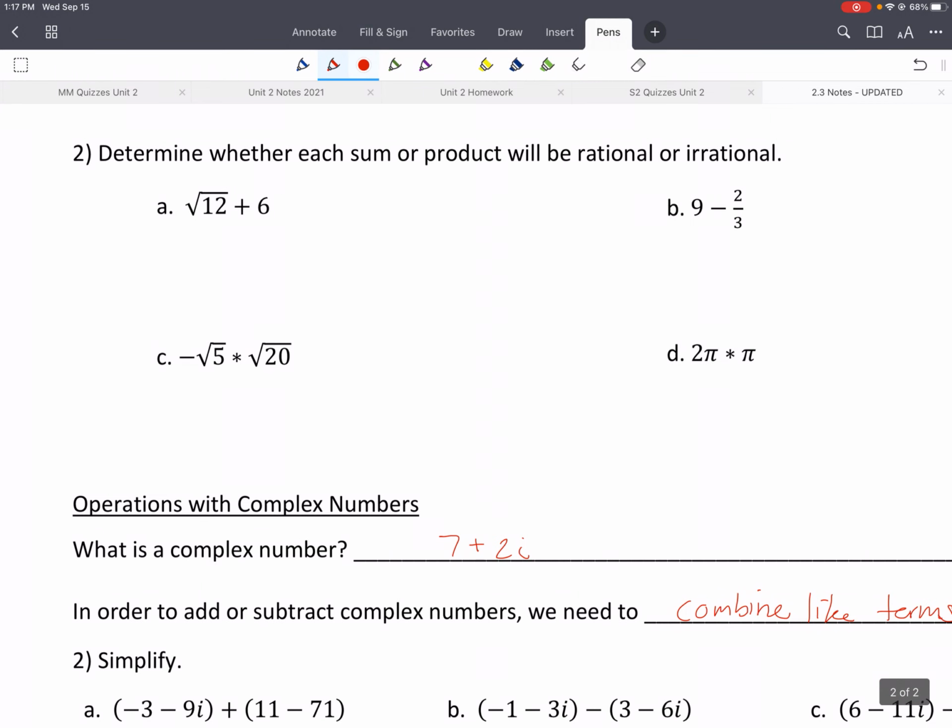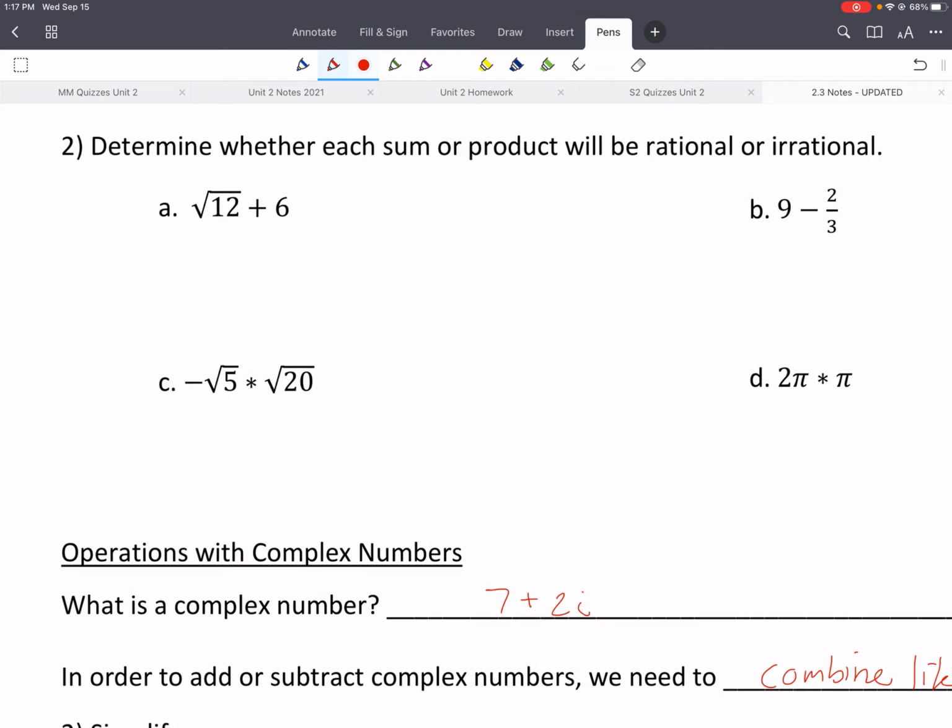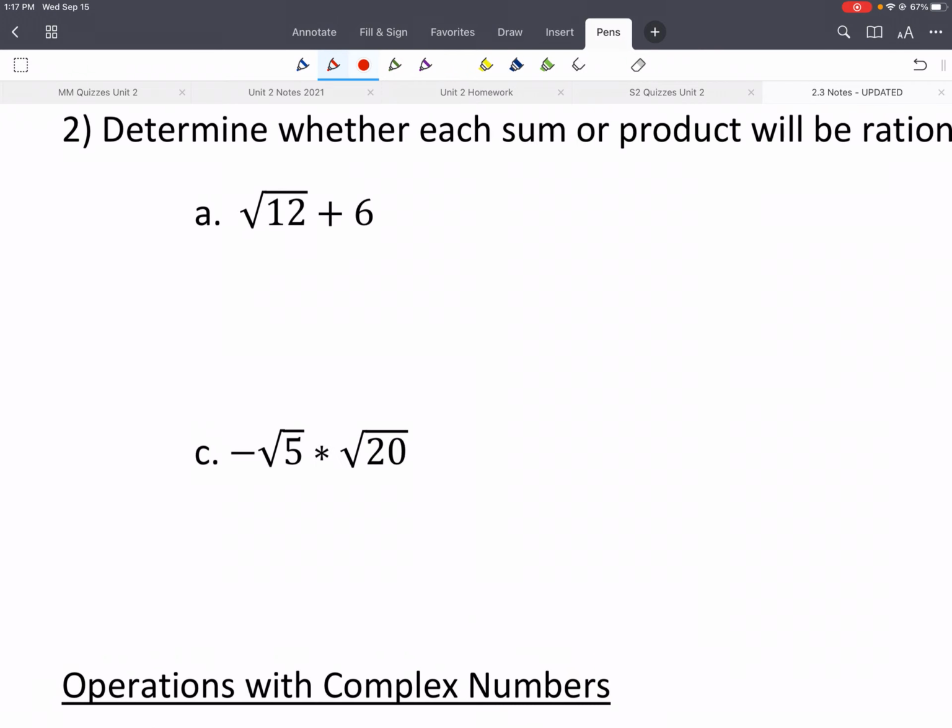Here I'm just going to ask you, what are their answers? Are they rational or irrational? Okay? One way you could do that is plug these into your calculator and look at the decimal. But rather than that, I'm just going to talk about what type of numbers these are. This square root of 12 is not a perfect square, so it's an irrational plus a rational. And we talked about that. No matter what, if you add those together, you end up getting an irrational number.